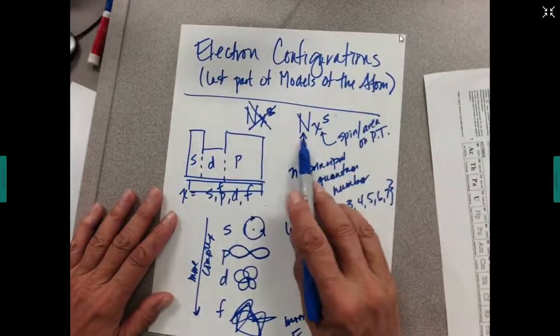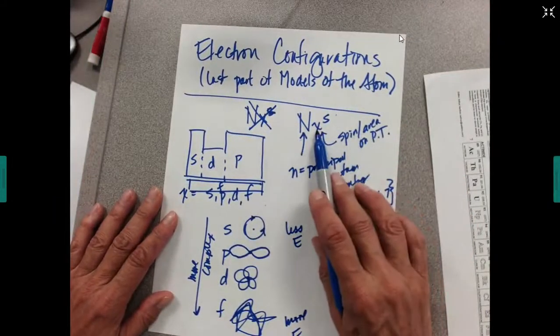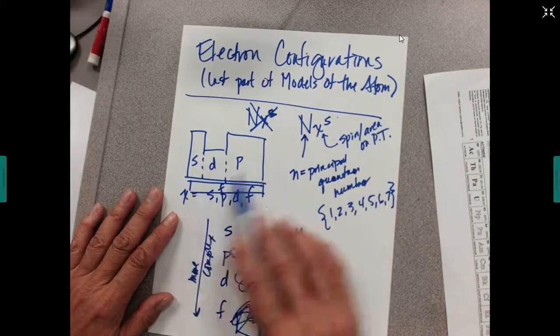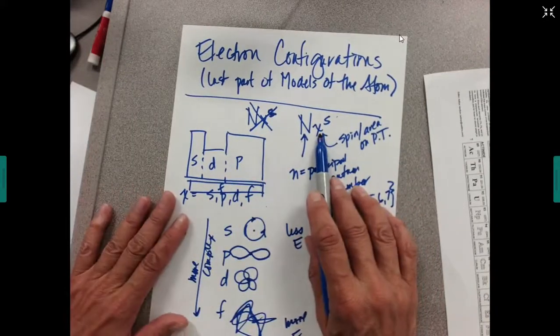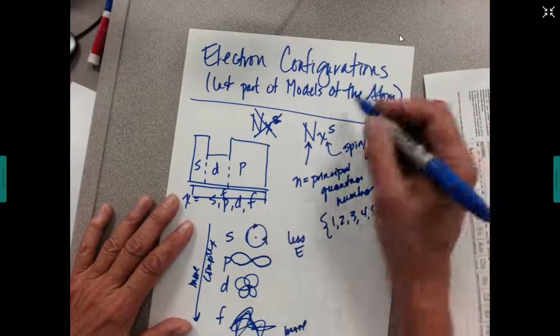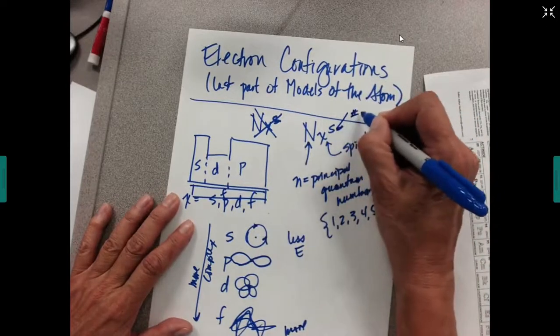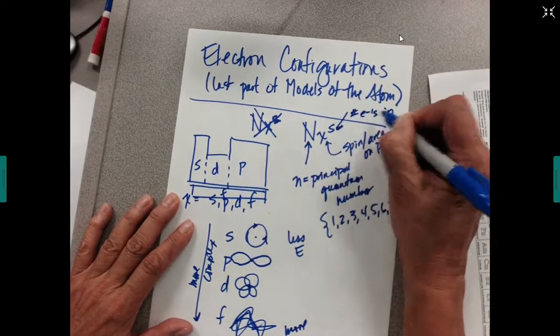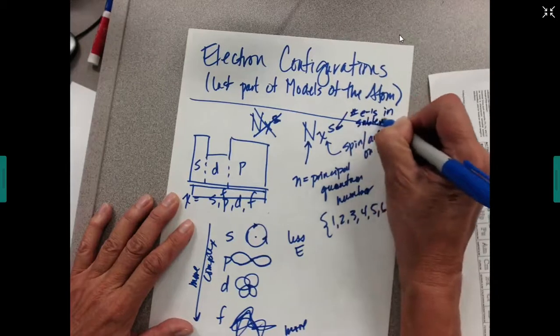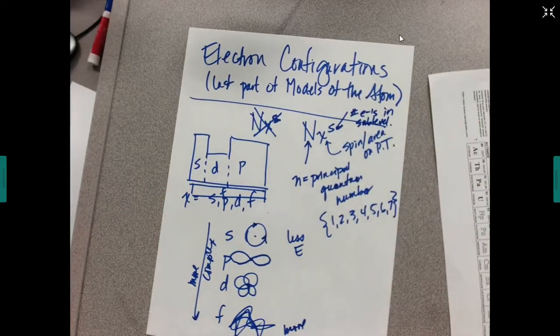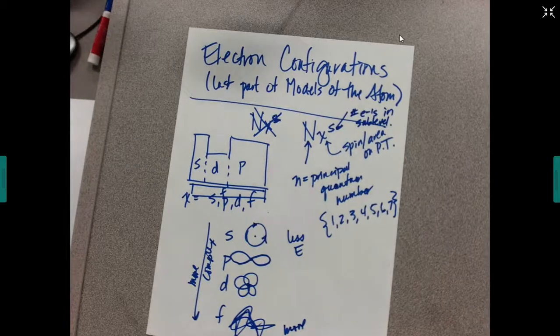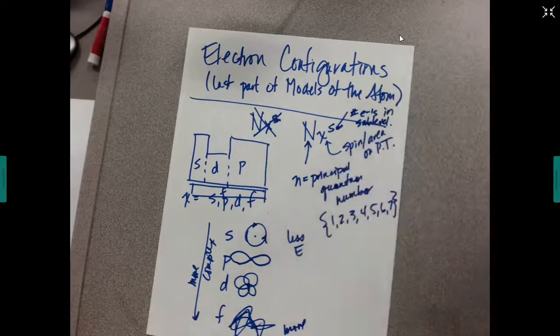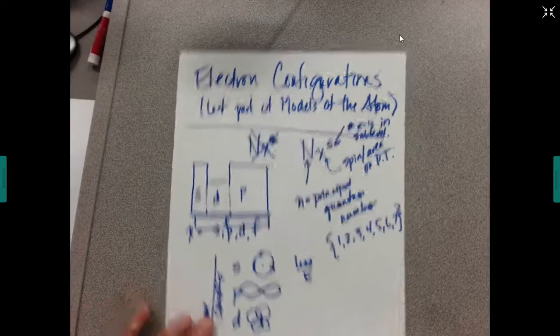NXS, N is the principal quantum number. X has to do with S, P, D, or F, so X can be only one of those 4 values. And S has to do with the number of electrons in that sublevel. All right, so there's the basic definition. It helps when you're doing this electron configuration thing to actually go in and do some of them, and then you'll see where the explanations come in.